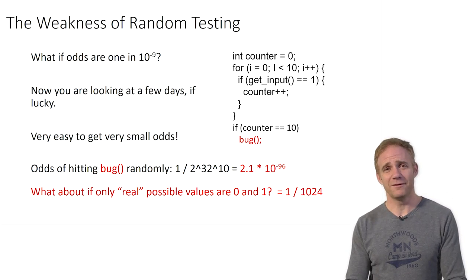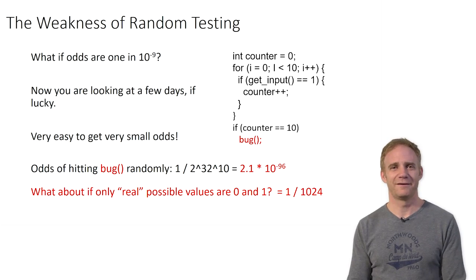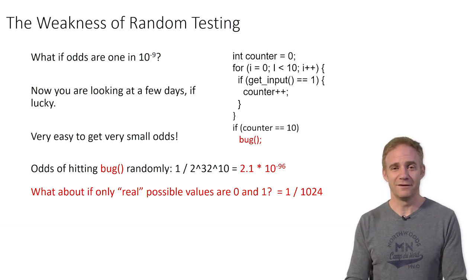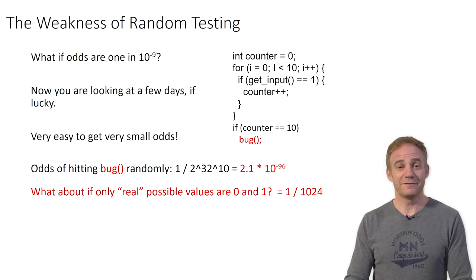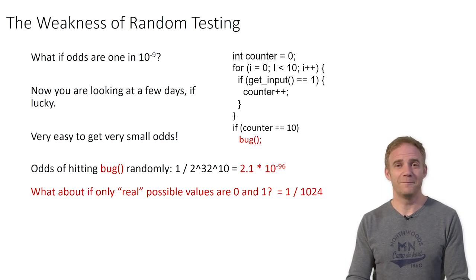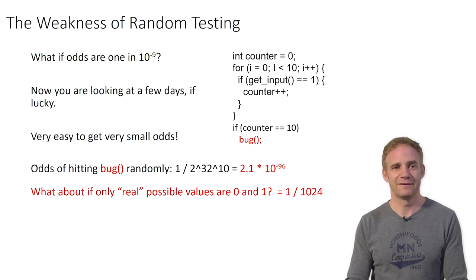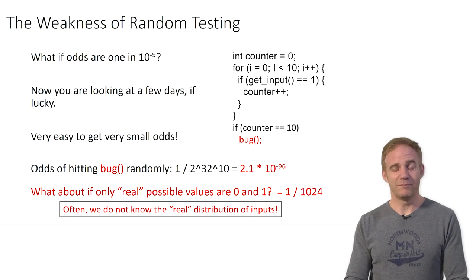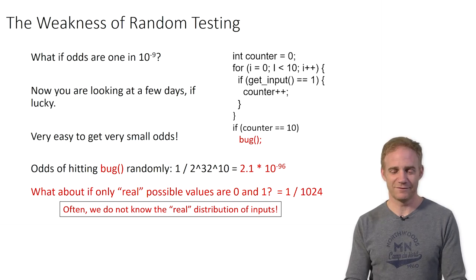But what if we know that the real possible values are only 0 and 1? Well, then the odds of hitting this bug are 1 in 1,000 approximately, and we'll find it almost immediately. So knowing something about the domain of inputs makes a big difference on how effective random testing is. But oftentimes we don't know the real distribution of inputs. And in that case, we're stuck.